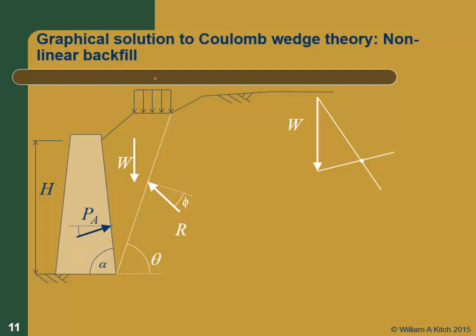I have to resolve this surface weight into some W2, I should say. And this thing will actually have to have two vertical weights. So W2 would be here, and this would be W. In other words, you have to add both these weights. But they're both vertical weights. I know the direction of them. I still know the direction of PA, and I know the direction of R, so I can calculate this.